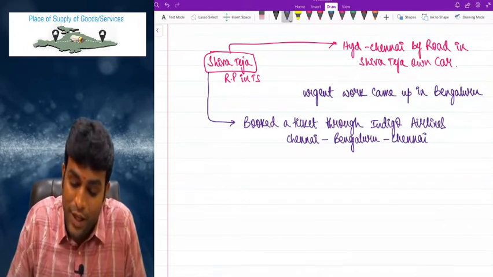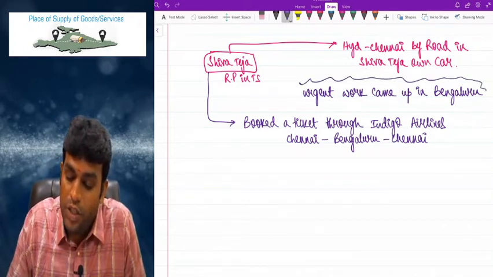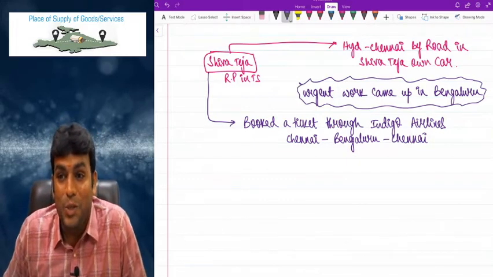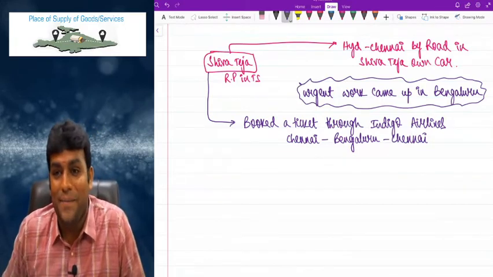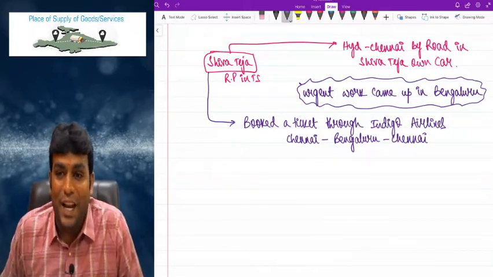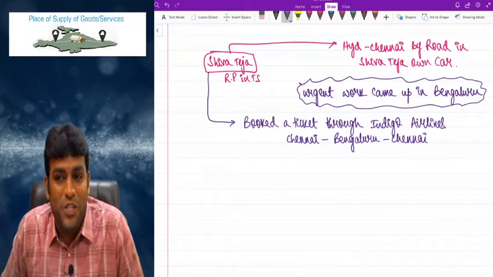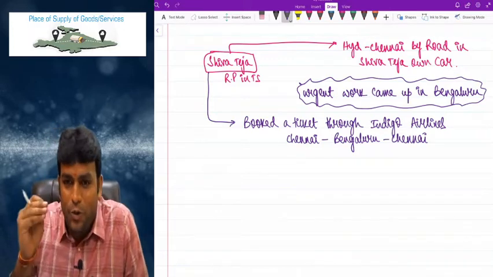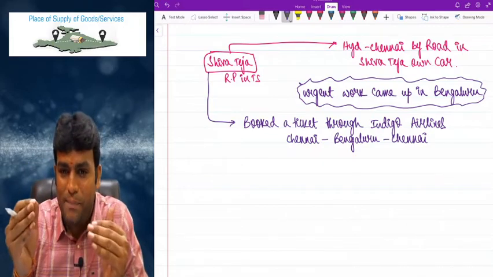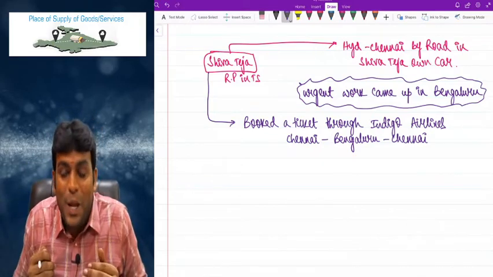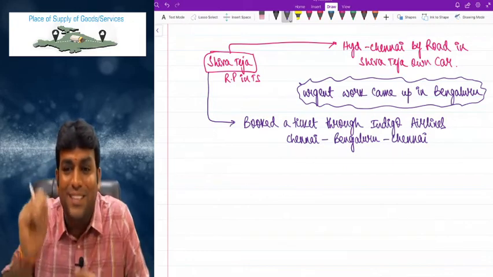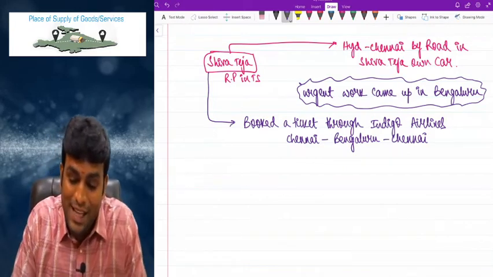So what I have done, my dear friends? Sir, originally where am I from? Originally I am from Hyderabad, but I went from Hyderabad to Chennai by road in my own car, and some urgent work came up in Bengaluru. So I booked a flight ticket through Indigo Airlines from Chennai to Bangalore to Chennai. I'll go from Chennai to Bangalore, finish the work in Bangalore and come back to Chennai again, because in Chennai my car is there. I should take back my car and go to Hyderabad. Correct, right? So what is the answer now?